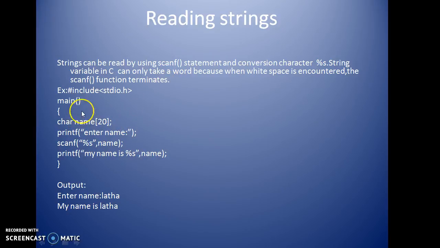Let us see. Here is the main function. The C program starts with the main function, flower bracket, char. What is the string name here? Name. And what is the size of the string here? 20. That means a maximum of 20 characters can be stored in the string name.